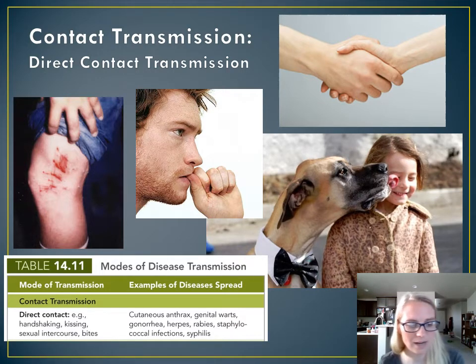So direct contact, we can see in a little table, and this is taken straight from your textbook: handshaking, kissing, sex, insect bites, those types of things. Let me back that up, not insect bites, other bites. Insect bites are part of our vector towards the end. So animal bites, human bites transfer pathogens actually pretty well. I've just put some pictorial representations of ways that you could get direct contact transmission.